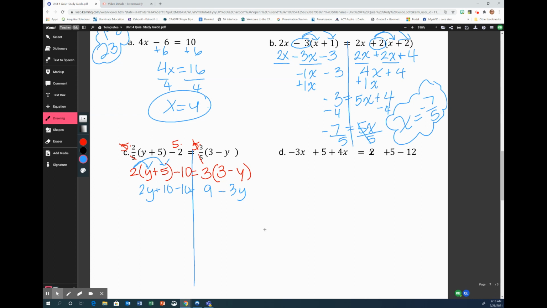All right. Next step is collect like terms. So this and this cancels. I get 2y equals 9 minus 3y. Okay. Add 3y on both sides. I get 5y equals 9. Divide by 5, divide by 5. Y equals 9 over 5.